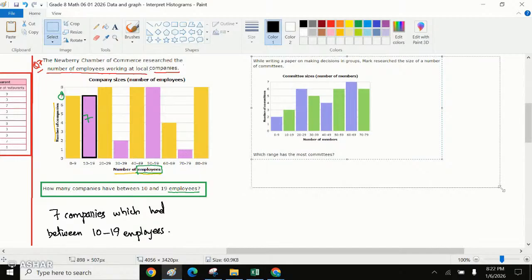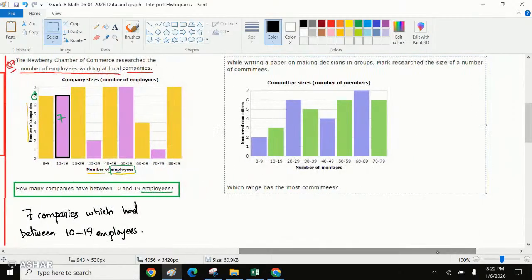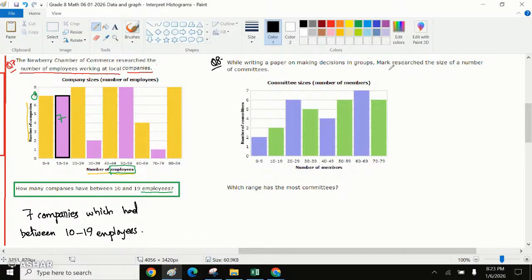Okay, so let's maximize this for the space. This is our question number 8. They are saying, while writing a paper on decision making in groups, Mark researched the size of the number of committees. We need to look at how many committees there are, and how many members there are in each committee. On the x-axis is the number of members. On the y-axis is the number of committees.